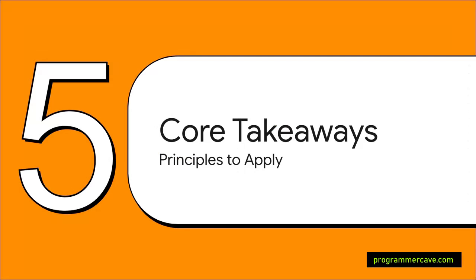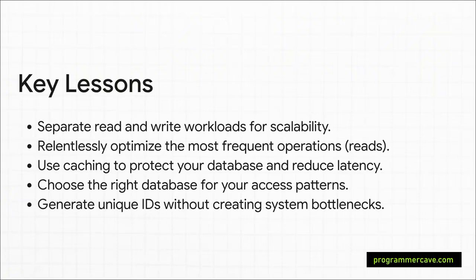So we've designed the whole system. But let's zoom out. What are the big picture principles we can take away from this and apply to other problems? Let's recap the core lessons we've learned here. Here are the key lessons you can really apply to almost any system you build. Number 1, always look to separate your read and write paths. 2, figure out your single most frequent operation and optimize it relentlessly. 3, treat your cache like a first-class citizen. It's not an afterthought. 4, choose the right database for your specific access pattern. And 5, solve your unique ID generation problem early so it never becomes a bottleneck down the road.